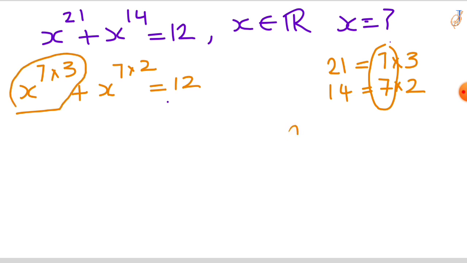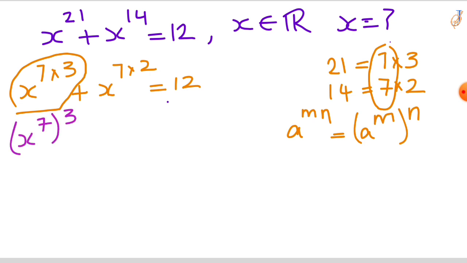Now, this x raised to the power of 7 times 3 is in the form of a power m times n, isn't it? We can write this as a power m whole power n. Same like that, we can write this as x raised to the power of 7 whole raised to the power of 3. This term also we can write as x raised to the power of 7 whole raised to the power of 2, that is equal to 12.